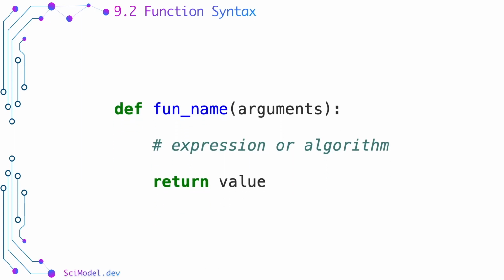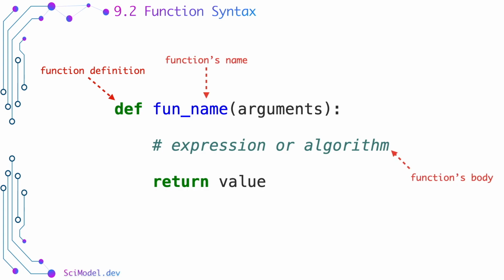Here is the syntax to create a custom function from scratch. The def keyword is used to define a function creation. FunName is the function's name, by which the function can be called to perform the operation coded in the body of the function, which is the expression or algorithm.